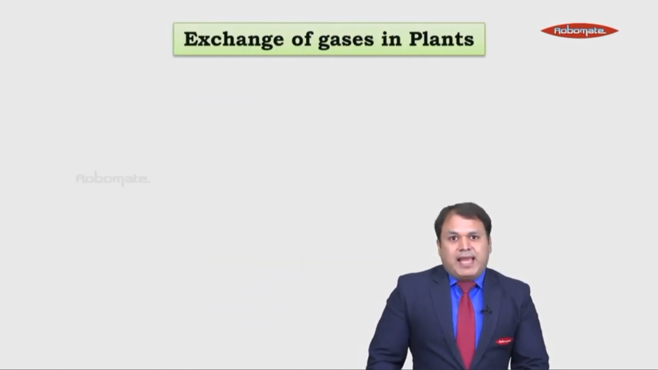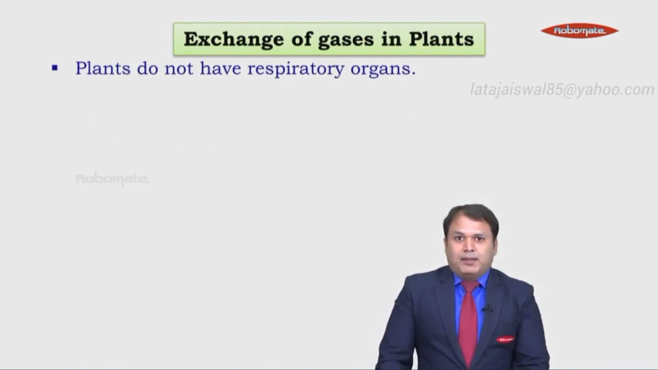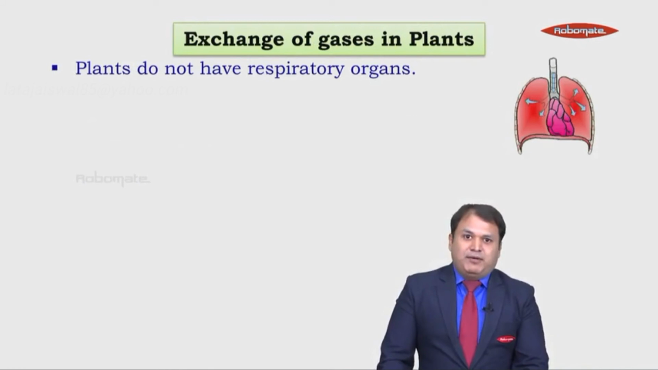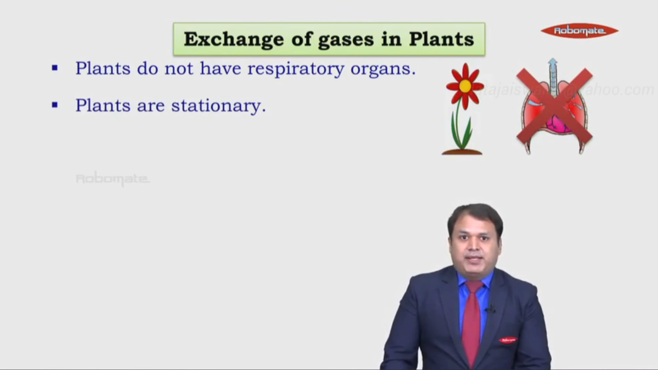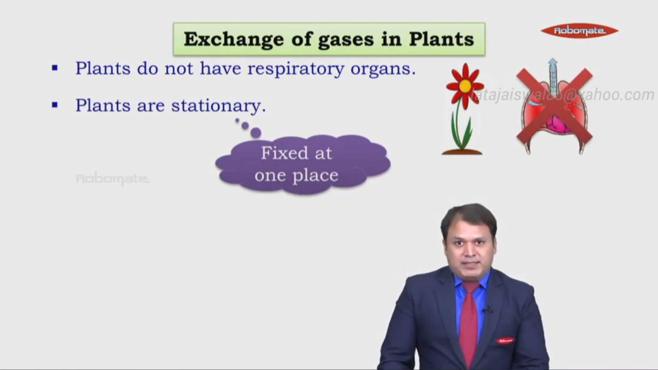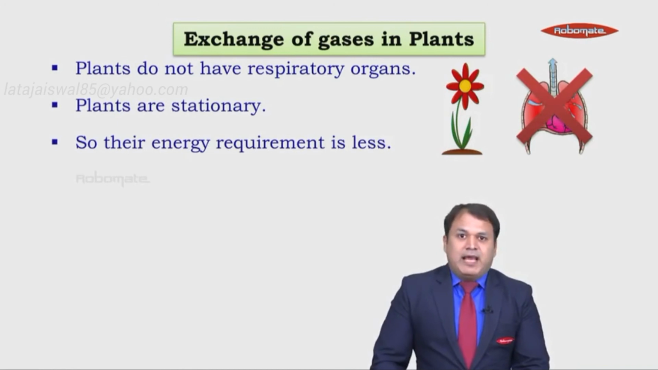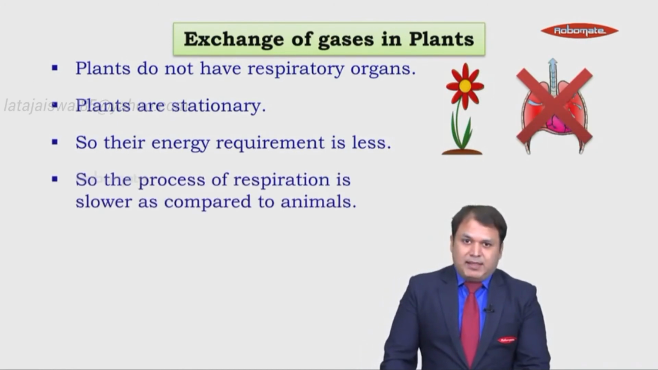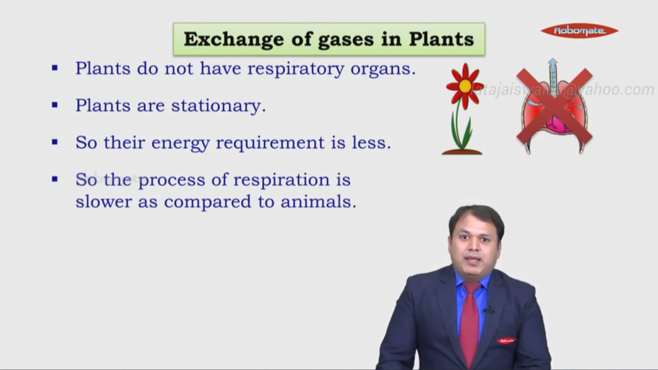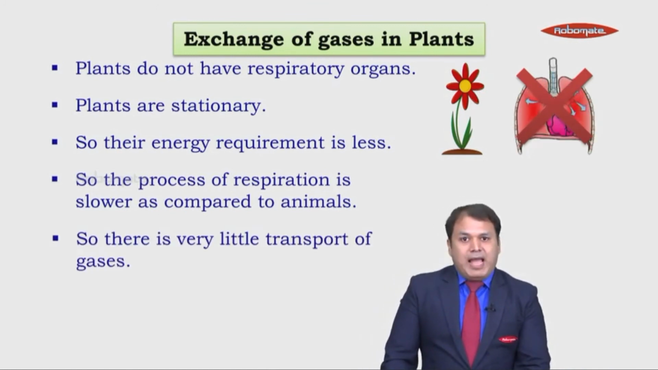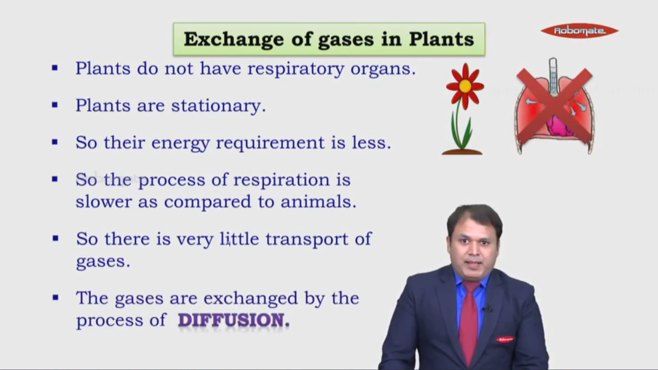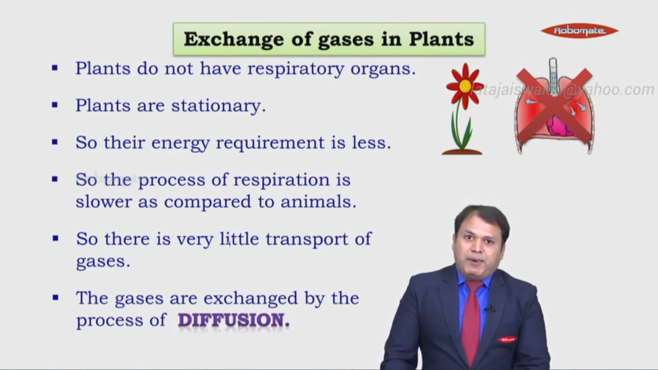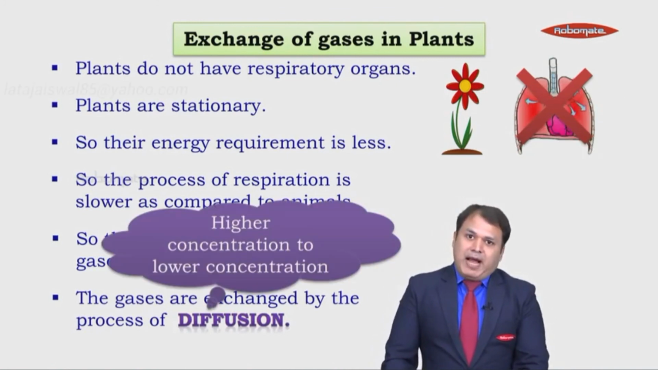Now let us understand the exchange of gases in plants. As we know, plants do not have special respiratory organs like we have. Also, plants are stationary. That is, they are fixed at one place. They don't move about. And therefore, their energy requirement is less. And so, the process of respiration is slower in plants as compared to animals. And so, there is very little transport of gases happening in plants. But the gases are exchanged by the simple process of diffusion, that is from high concentration to low concentration.